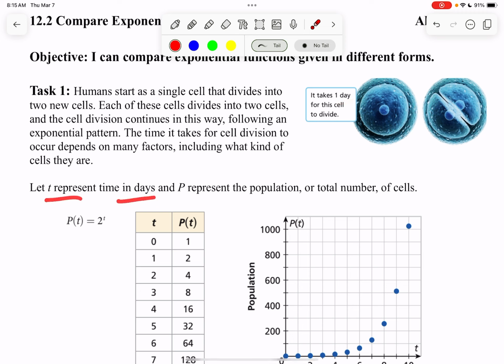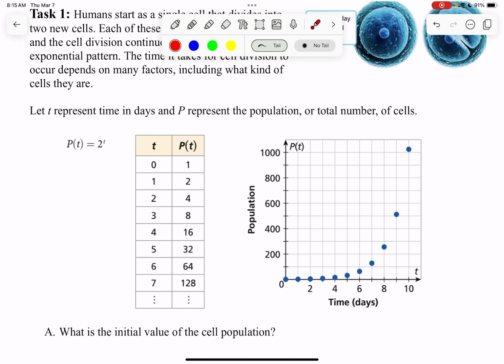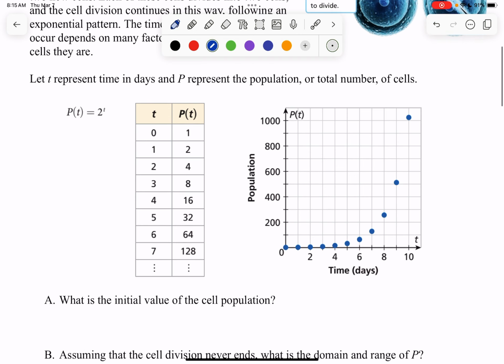So let T represent the time in days, and P represent the population, or number of cells. Here we're looking at this exponential in 3 different ways. The first one, of course, is an equation or model: P of T equals 2 to the T. Here we have our table, and then over here we have our graph. These are all different representations of the same relationship.